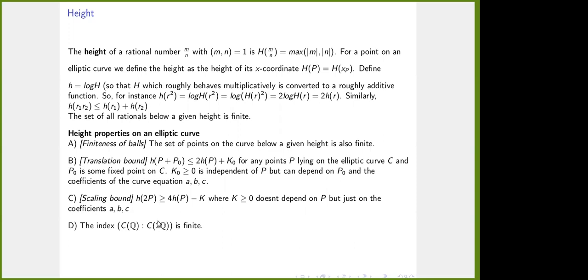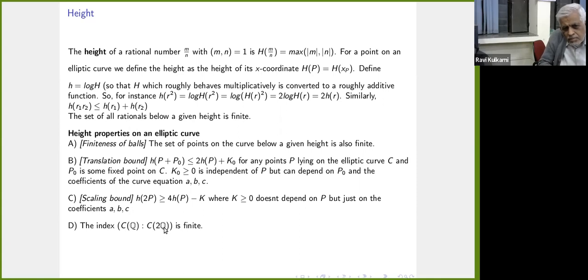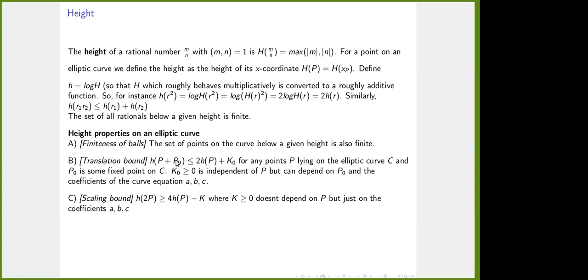And finally, this is the part I was mentioning. So this P and P0, are both rational or non-rational? Yeah, P0 is a rational point. I should have said that. Did I not say that? Yeah, I'm sorry, I should have said that. So P0 is a rational point.